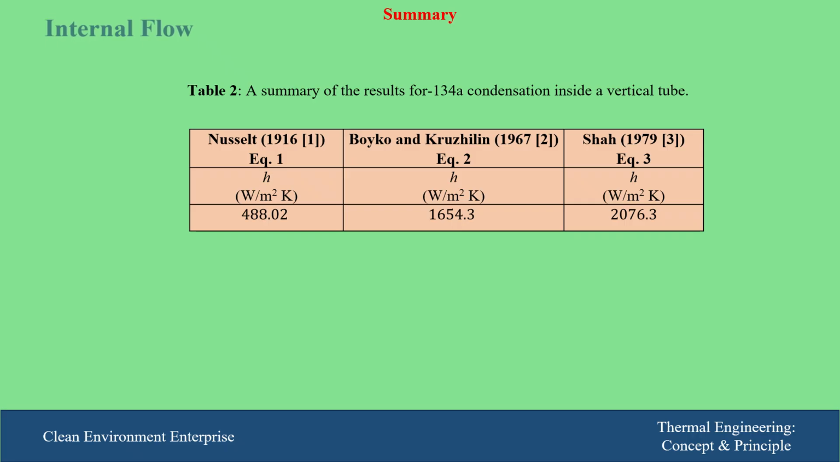Of course, it is clear Shah correlation predicted almost 4 times that of Nusselt, and usually Nusselt equation is referred to as a conservative one, and that will lead to overestimating the surface area of the condenser, and it will be reflected on the cost and fabrication, maintenance of such heat exchangers.